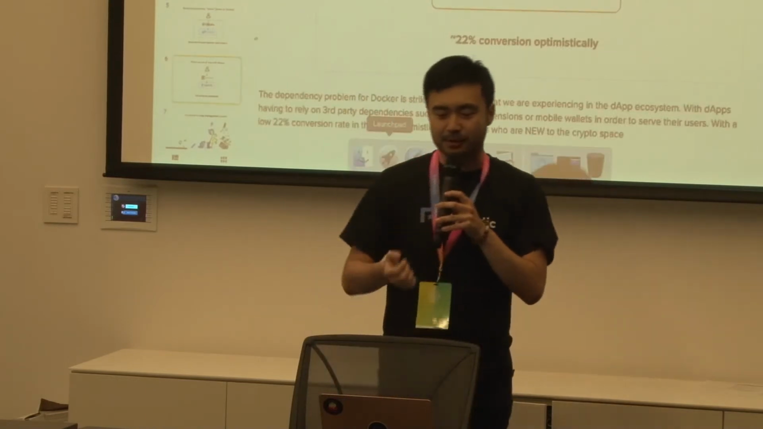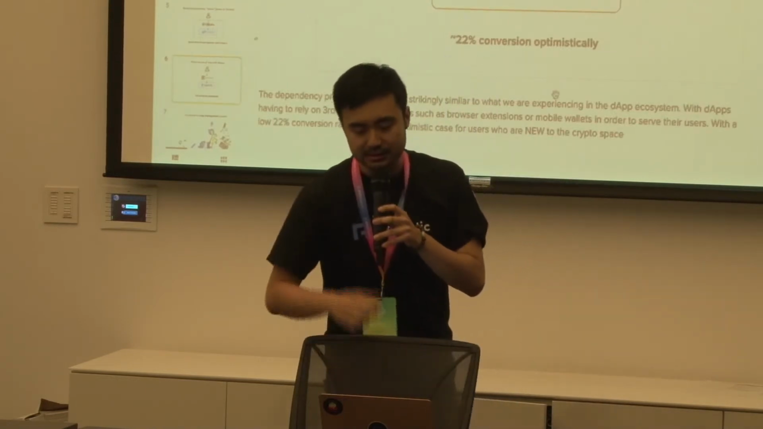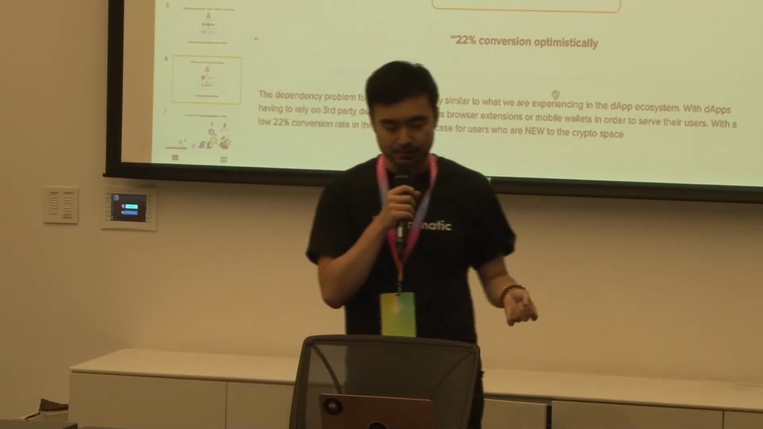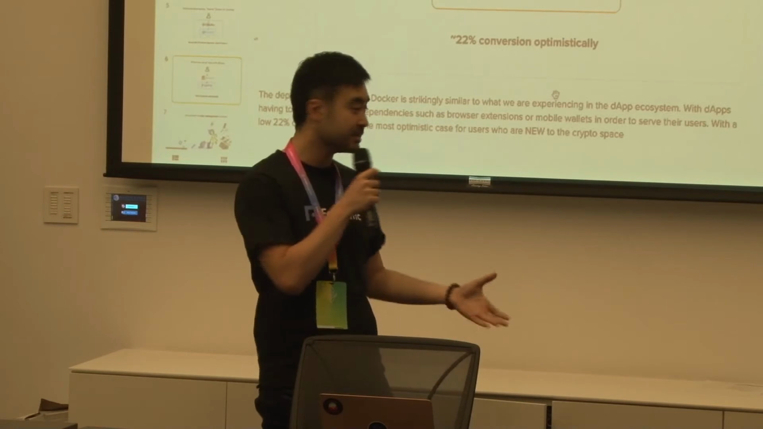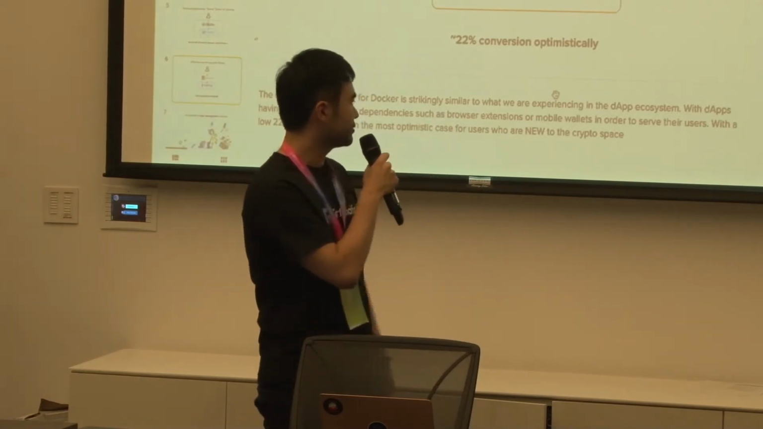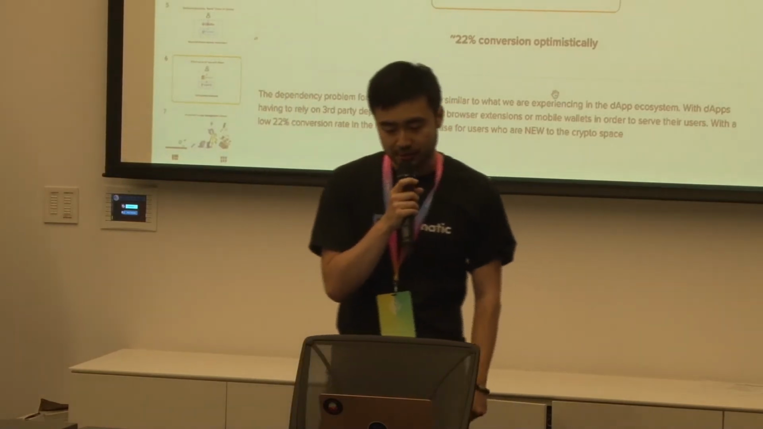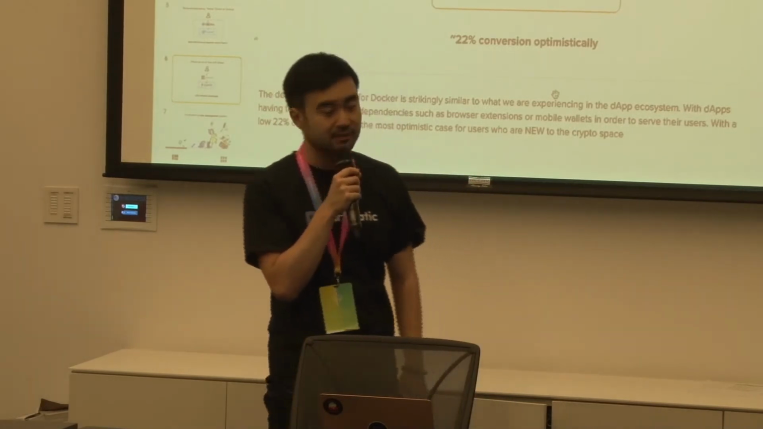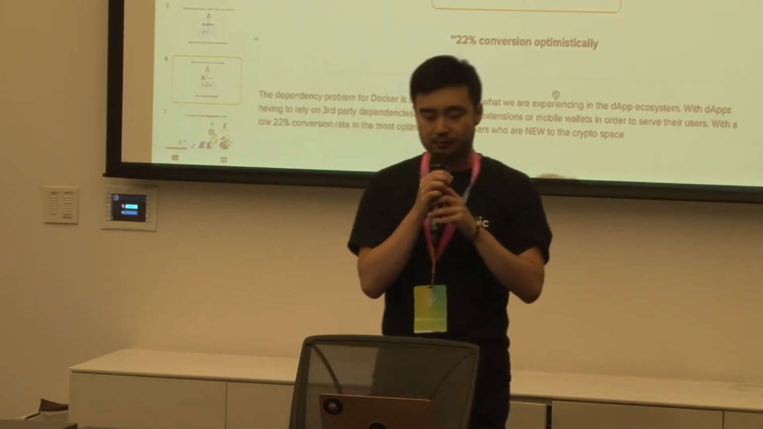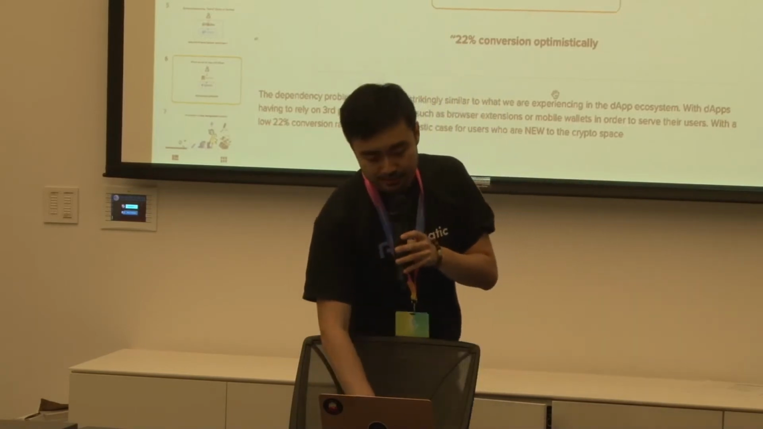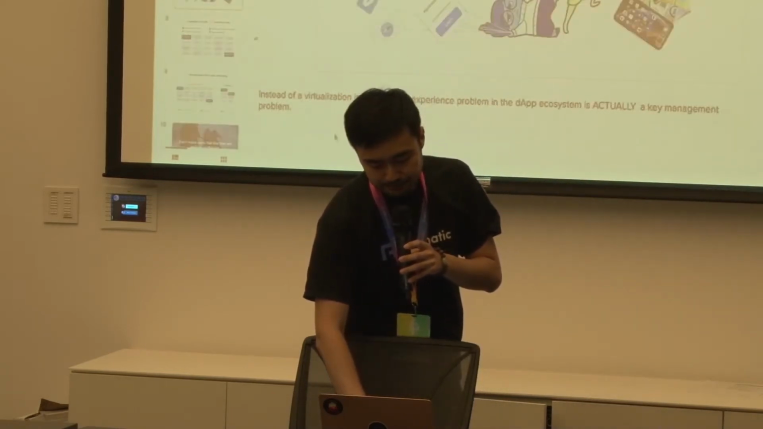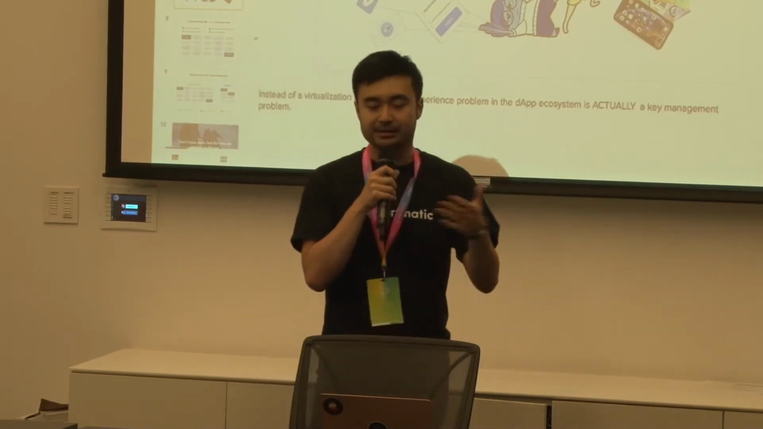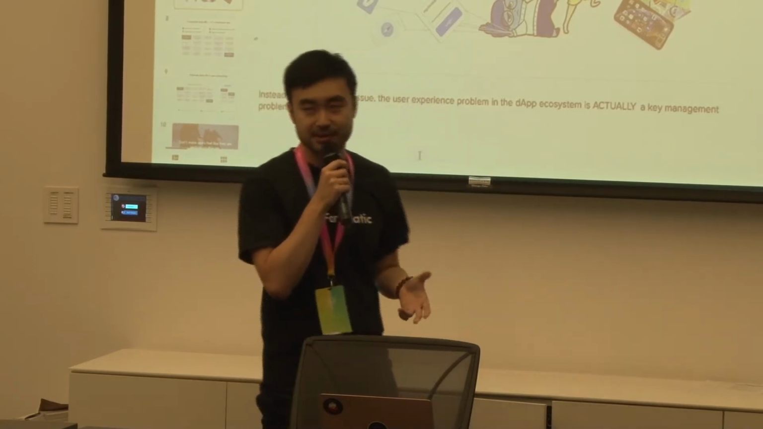The dependency problem for Docker is strikingly similar to what we're experiencing today in the dApp ecosystem. dApps have to rely on third parties, such as browser extensions or mobile wallets, in order to serve their users, with a really low 22% conversion rate in the most optimistic case for users who are new to the space. Instead of a virtualization issue, the user experience problem in the dApp ecosystem is actually a key management issue.